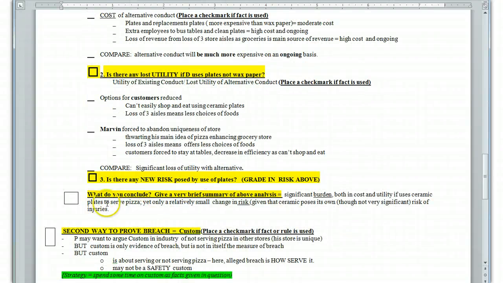What do you conclude? You now need to wrap up all your risk utility analysis and give a very brief summary. Don't do it all over again. Don't introduce new facts. Simply a very brief summary of the above. A summary of what risks were posed, what the reduction in risk is, and what the burden in terms of cost and utility is. Again, a wrap-up conclusion which points out which way each of the factors pushes.